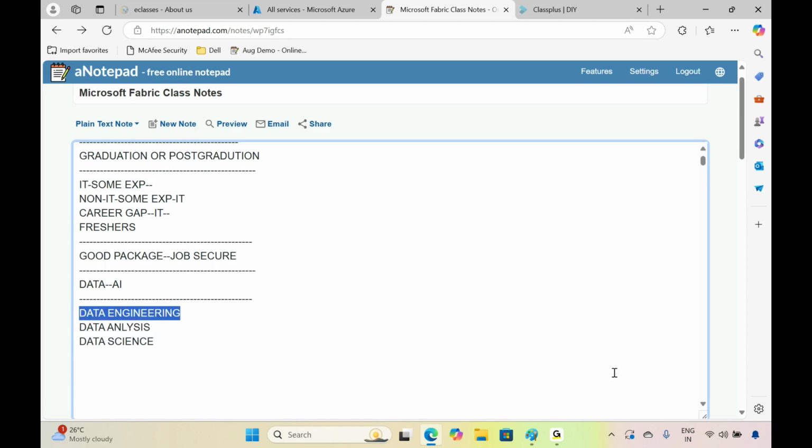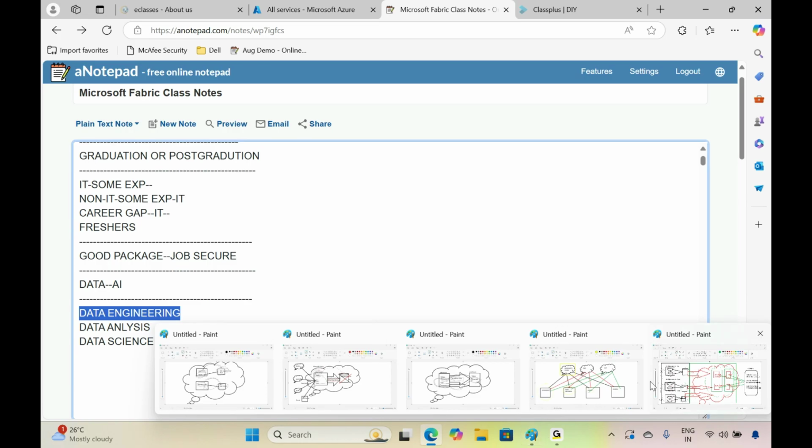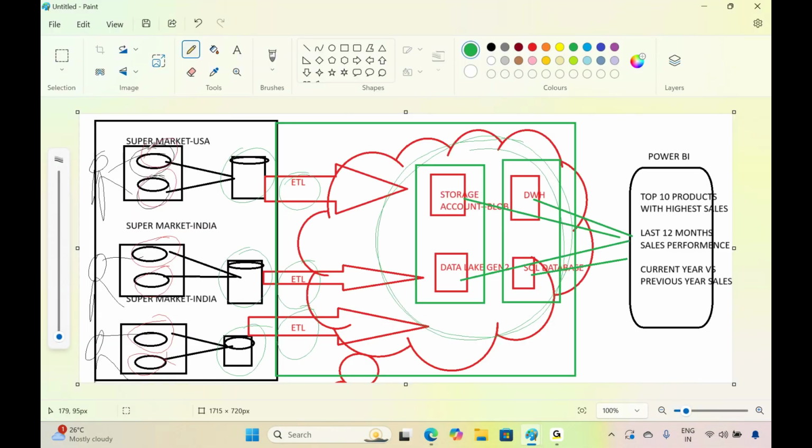If you see a data engineer, what does he do? Let's take a real-time use case scenario. For example, I have a supermarket running in the USA and supermarkets in India: two supermarkets in India and one in the USA. As a customer, I go to the supermarket daily. In every supermarket, there are billing counters. At each billing counter, the customer buys a product. The moment the customer buys a product, the transaction data is saved in a backend database server. If you are starting any business, this is a very common software system you have to implement.